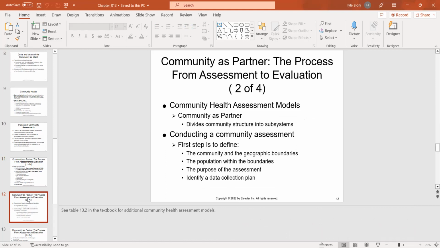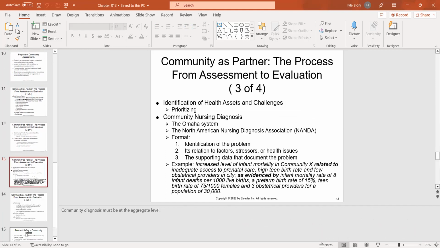Our first step is always going to be defining our community and geographic boundaries, the population within the boundaries, the purpose of the assessment, and to identify a data collection plan. We continue on for our community diagnosis, which is going to be on the aggregate level, and we have our identification of health assets and challenges. We are going to prioritize during that. When we look at our nursing diagnoses, we're going to have them relate to the problem, relate to factors or stressors, and the supporting data that document the problem.